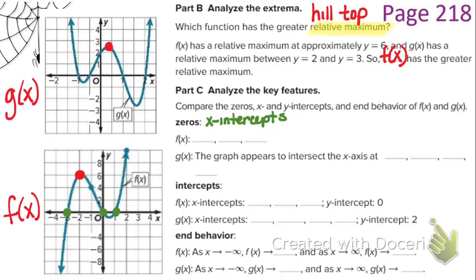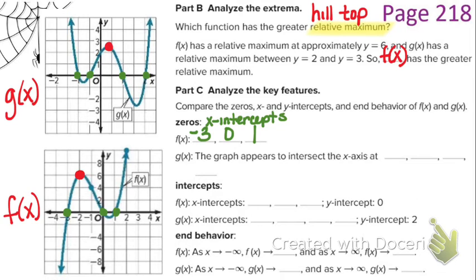So our first one is here. Our first zero is at -3. What about our next one? Where is this one at? 0. And the last one is 1. All right, now let's look at g of x. Show me with your fingers how many zeros we have for g of x. All right, go ahead and list those out. So we got 1, 2, 3, and 4.